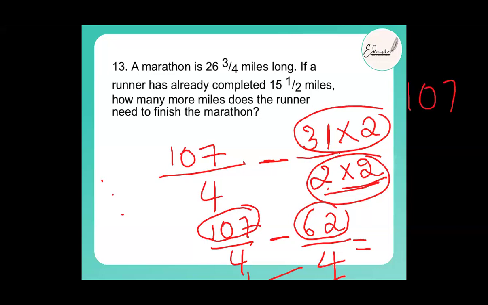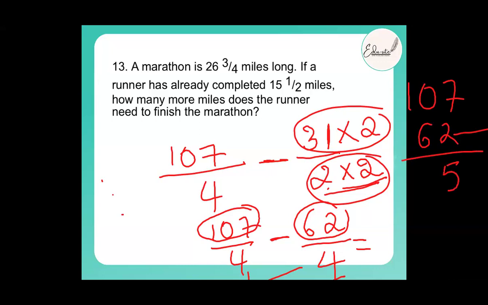107 minus 62. Do it, Anis. So you do 7 minus 2. How did I tell you to solve this? Close all of your fingers. Start from 2. 3, 4, 5, 6, 7. What's left in your hand? 5. 7 minus 2 is 5. Write 5 here.